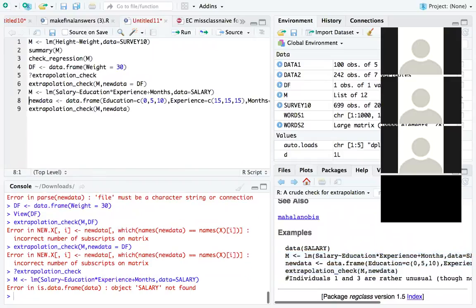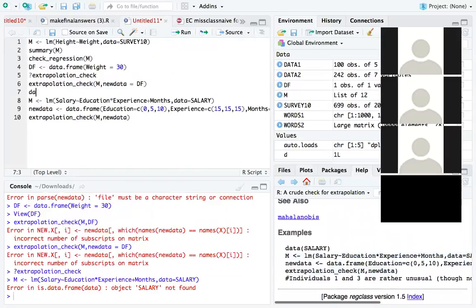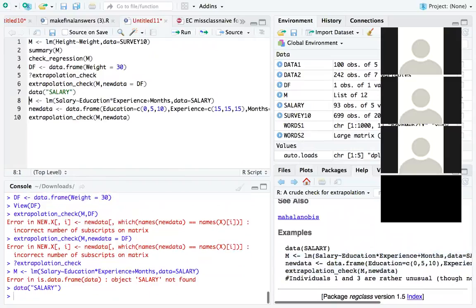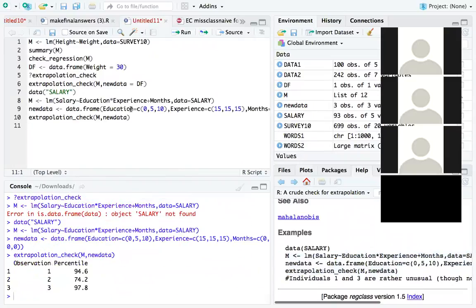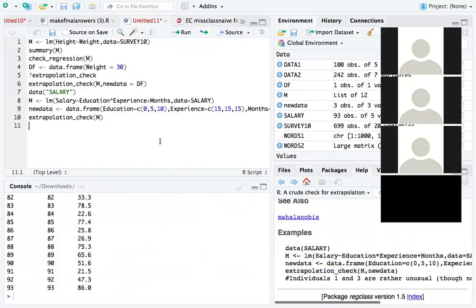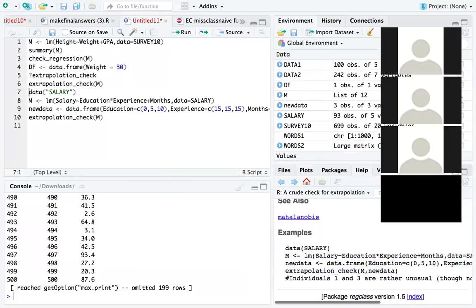Let's see what happened here. Okay, so we need to load the salary data set. And now it's running there. It ran right here, and this is what I wanted it to do. If you just run it, is it seriously not running because I just have one variable? Is that the way Petri coded it in? Let me add into this GPA, and let me try running my extrapolation check now. And it runs. Okay, so extrapolation check is coded for multivariate.